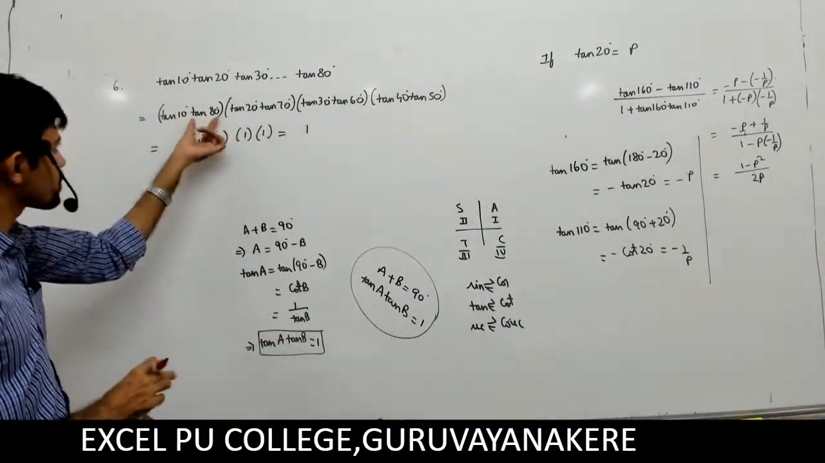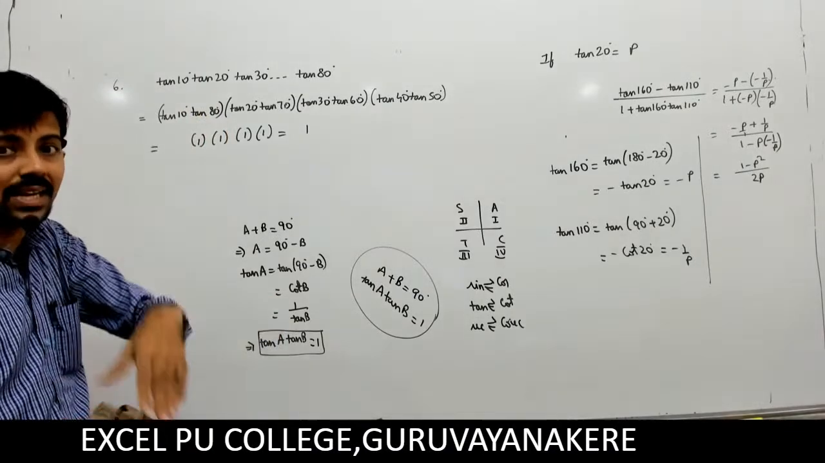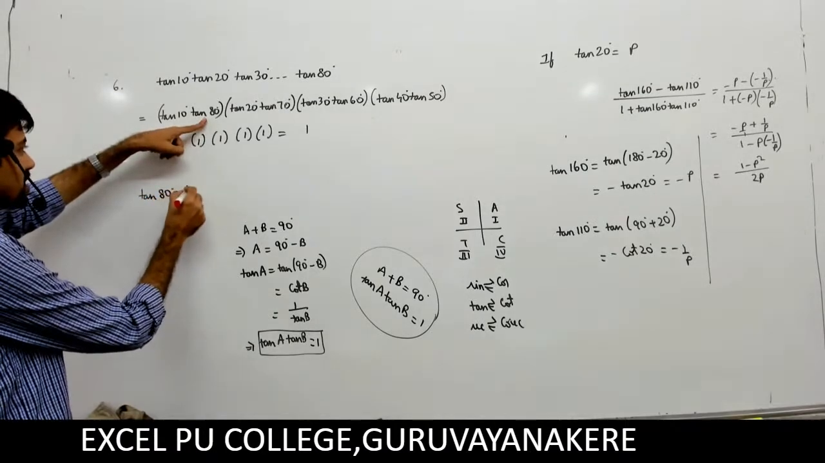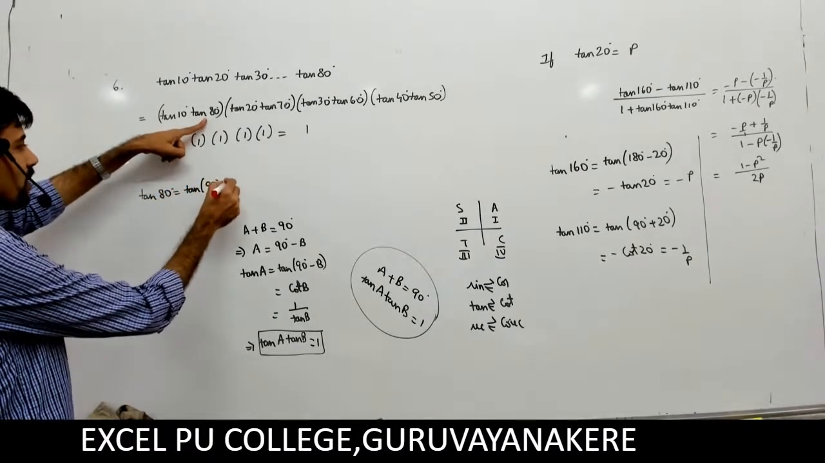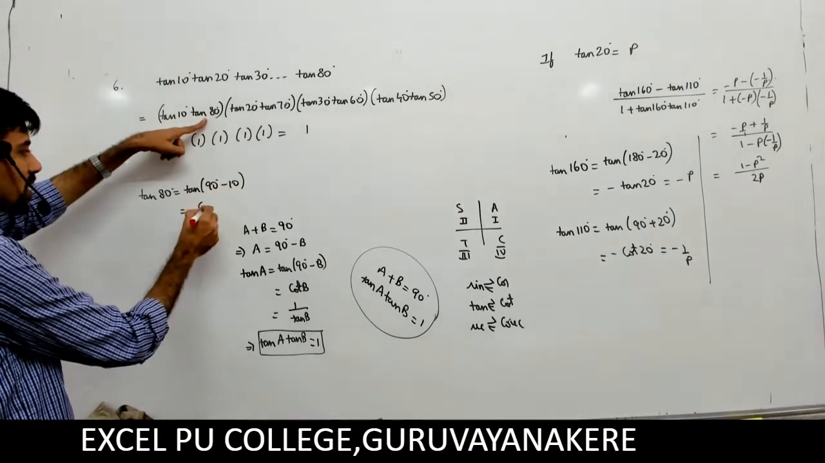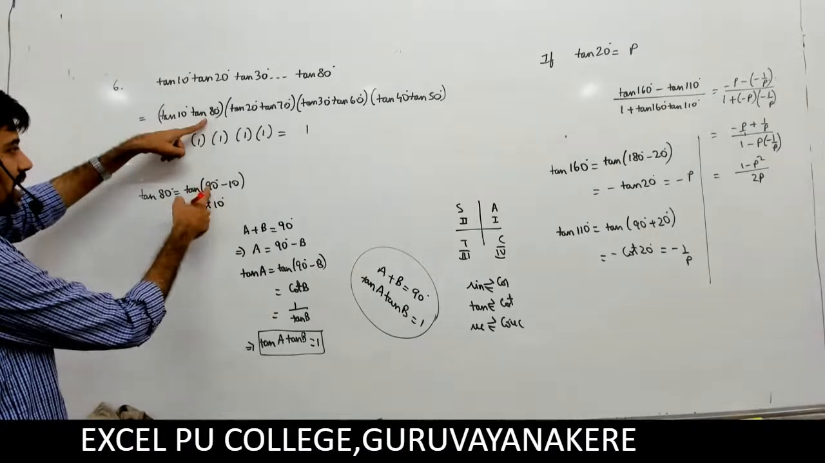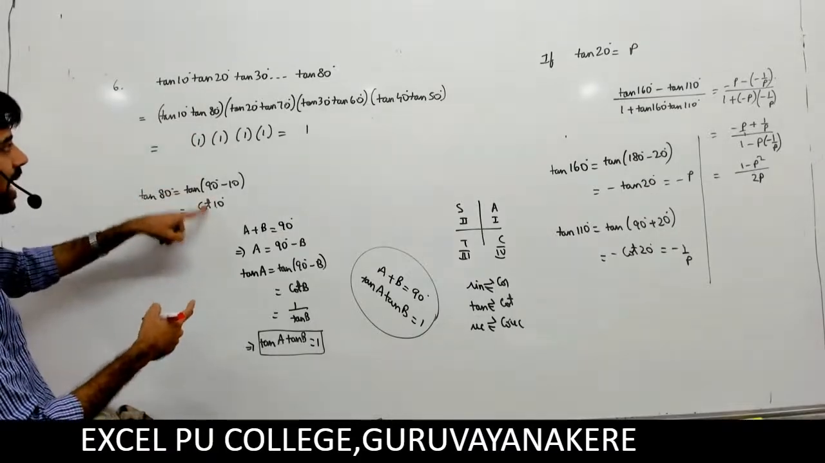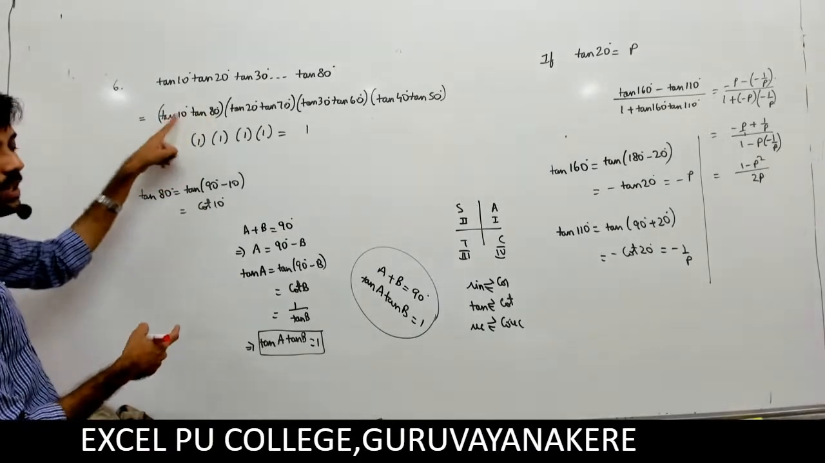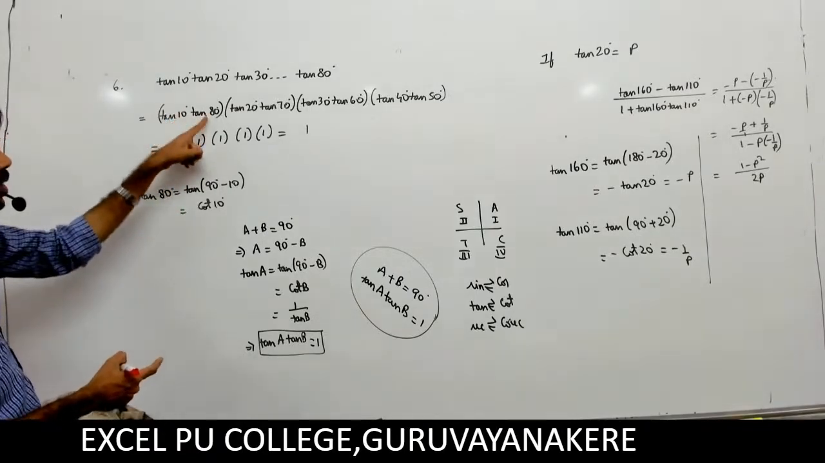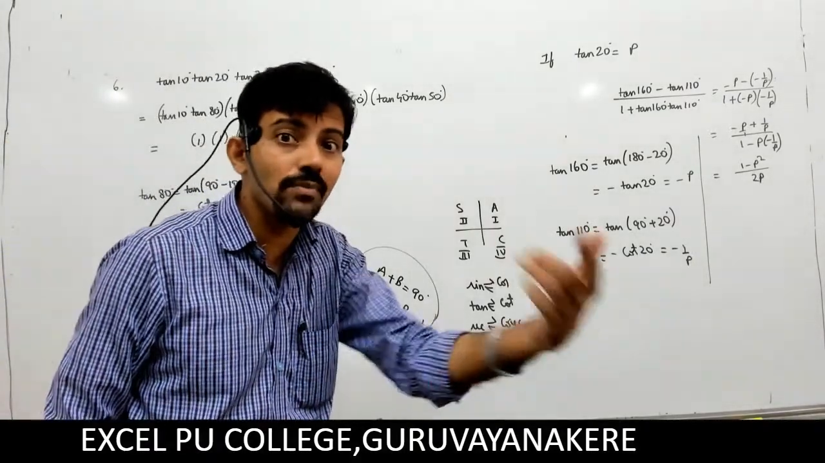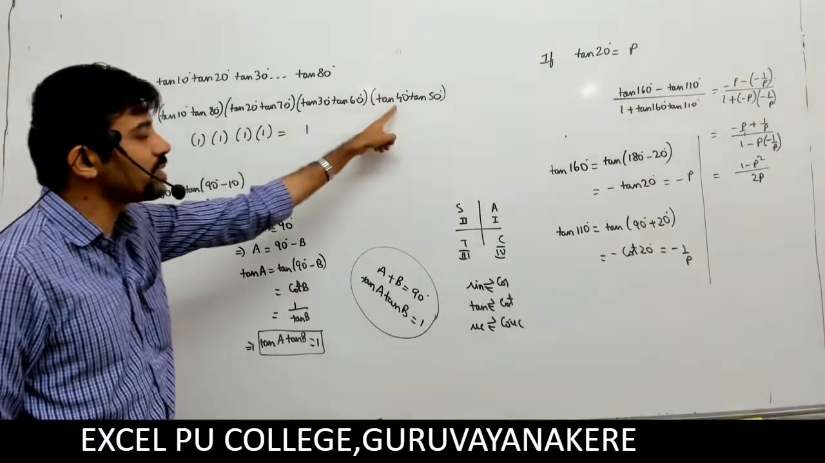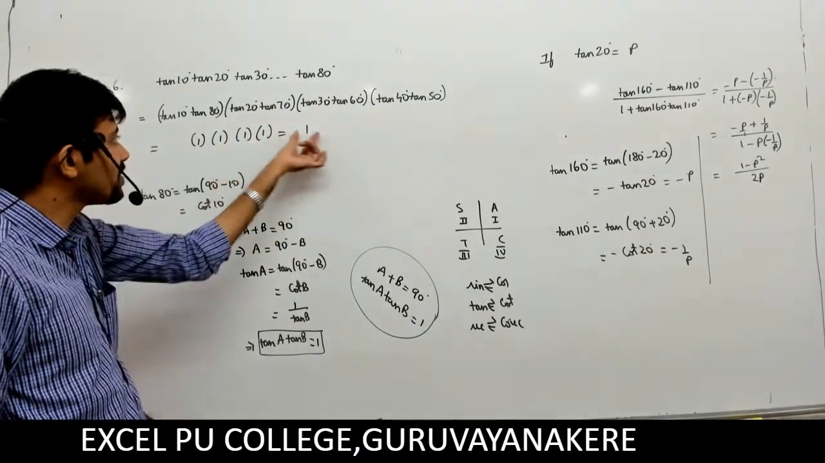Similarly, we can prove these things also. Tan 80 is tan of 90 minus 10. The cofunction of tan is cot, so tan of 90 minus theta is cot theta; tan 80 is the same as cot 10. Cot is 1 by tan, so tan 10 into cot 10 becomes equal to 1. Tan and cot are reciprocals, so this product is 1. Everywhere it becomes 1. Each bracket is 1, so the product is 1. We get the answer as 1.